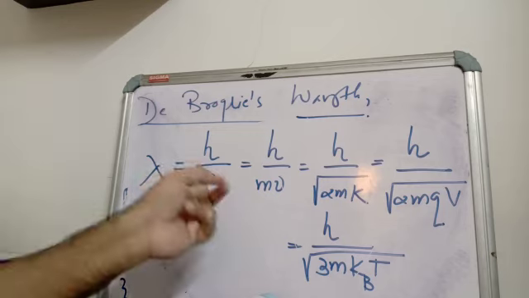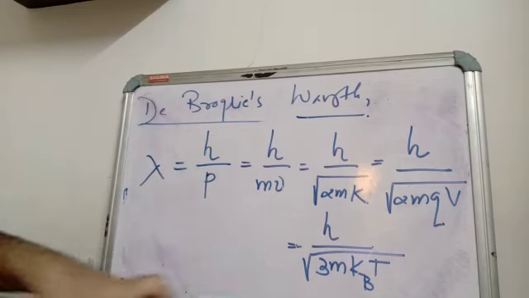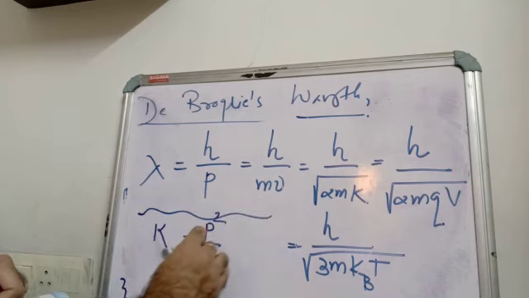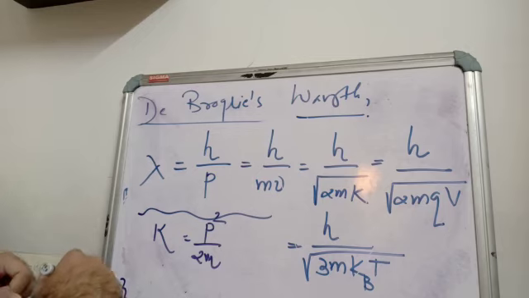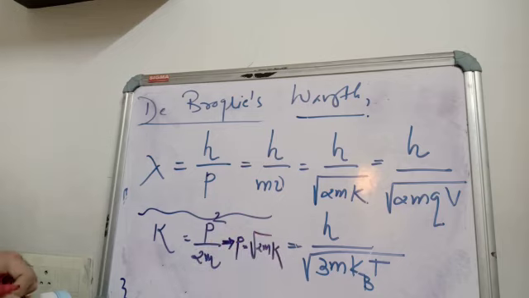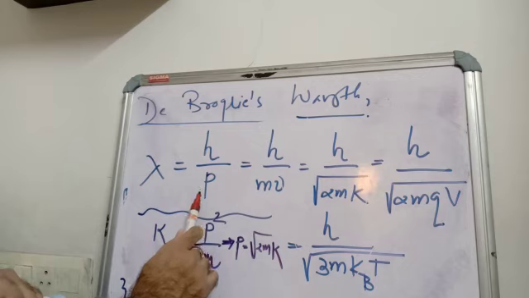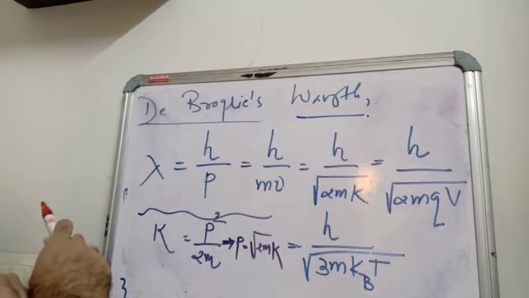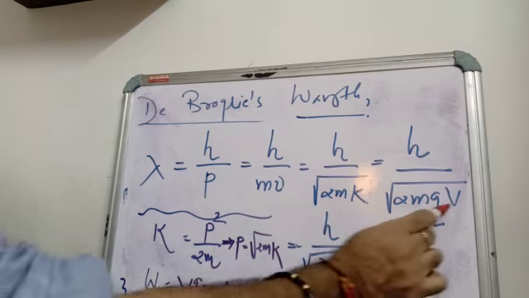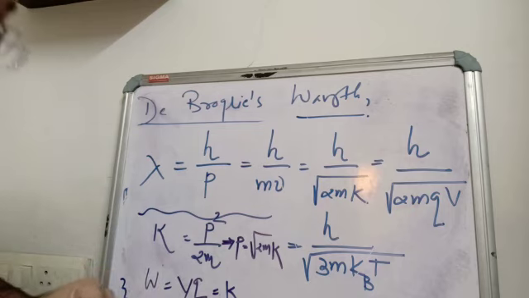We have studied momentum. Momentum is p, but I know kinetic energy K is equal to p square by 2m. In the previous lecture we studied K is equal to p square by 2m. If I make p the subject, then p is equal to under root 2mK. So I can replace p by under root 2mK. I know W is equal to VQ, that is kinetic energy. So again I can replace the kinetic energy by VQ. So the equation becomes h upon under root 2mqV.